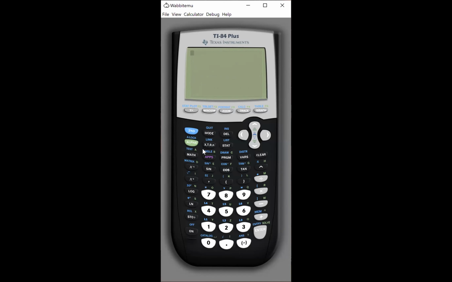So to randomly select a number from 0 to 9, I want you to hit the math button. Go over to where it says PRB. In case you are lost, you go to the math button and go over where it says PRB. Under PRB, I want you to go to number 5, where it says randInt.